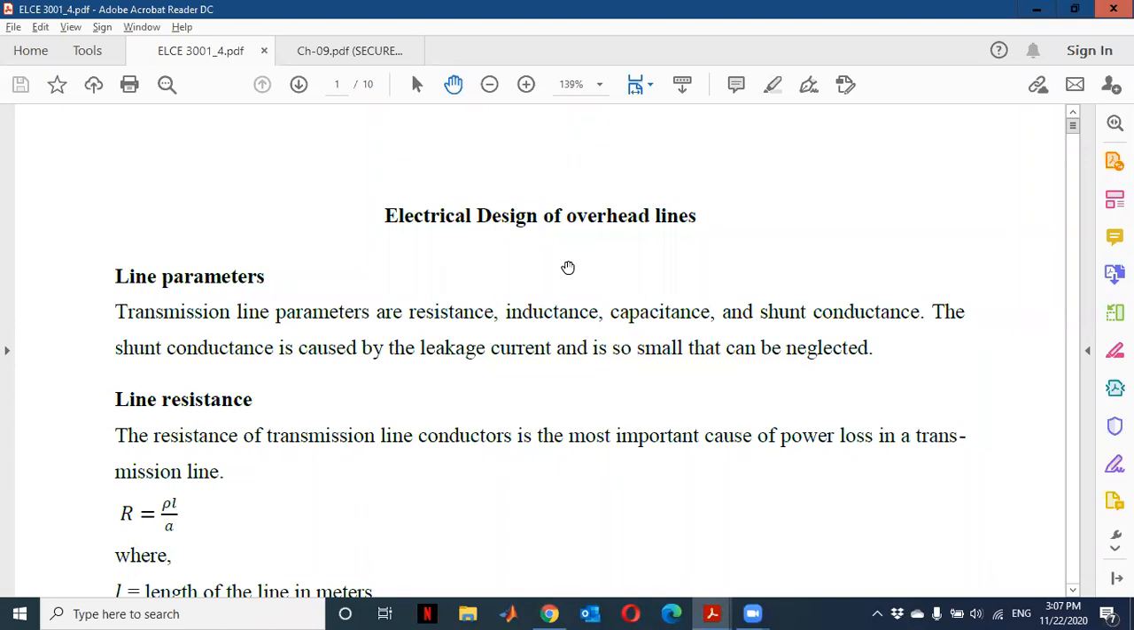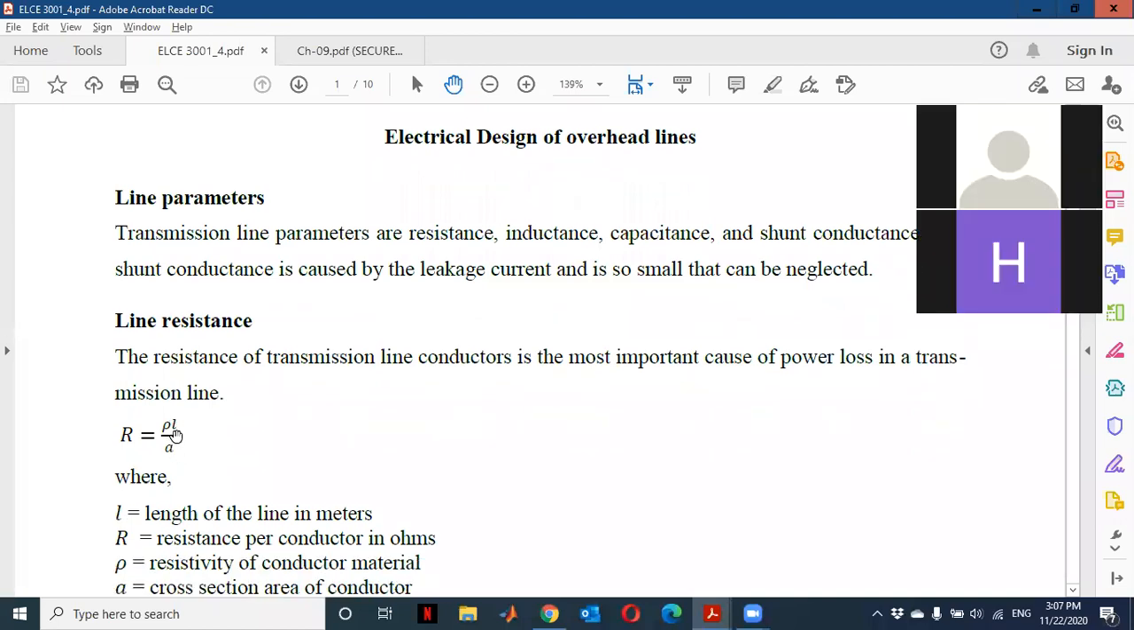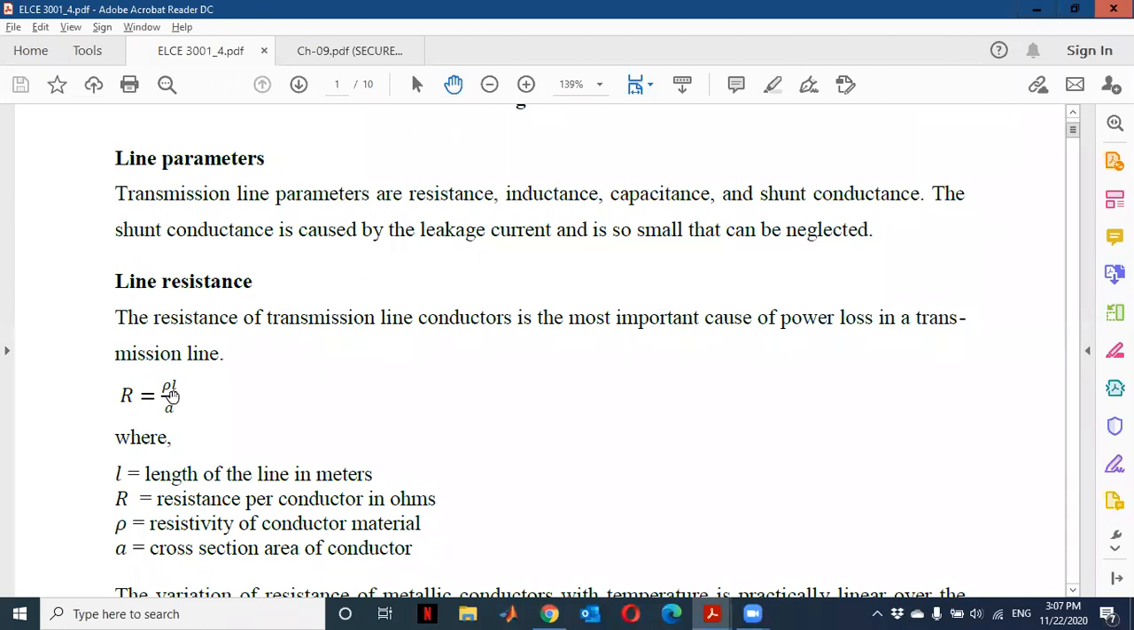an optimized system. First, line resistance of a transmission line is calculated by R equals rho L over A. You already know that L is the length, rho is the resistivity of the conductor material, and A is the cross-section area of the conductor. So when we want to calculate the resistance of a transmission line, we will use this equation.